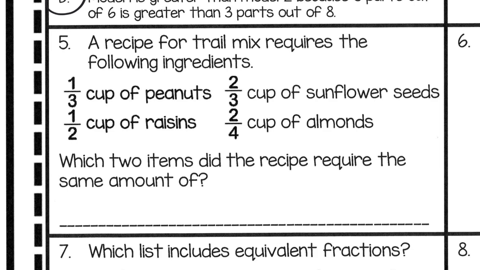Well, if I compare thirds, 1 out of 3 is not the same as 2 out of 3. So that's not going to be very good. 1 out of 3 and 1 out of 2, that can't be compared. So it looks like I'm going to have to compare 2 out of 3 and 1 out of 2, or 1 out of 2 and 2 out of 4.